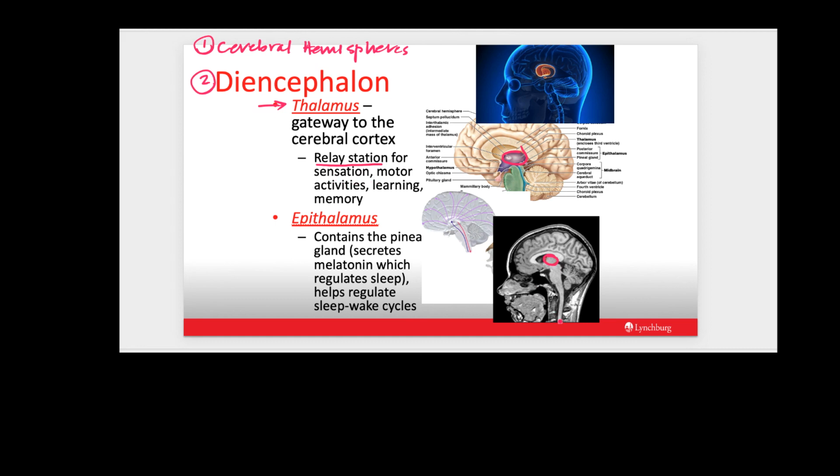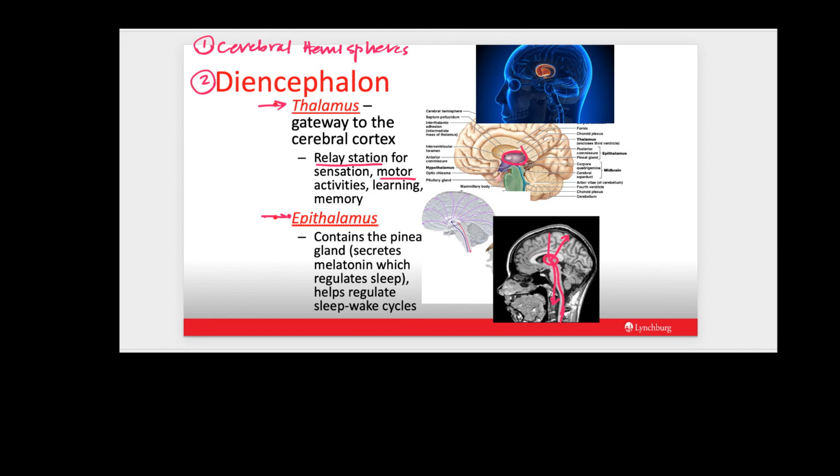So we have sensory information that's traveling up through the spinal cord. It's going to go to the thalamus, and then it's going to be projected to our sensory cortex, or motor activities that are actually doing exactly the opposite. And they're going to travel down and be relayed through the thalamus and down to the body.